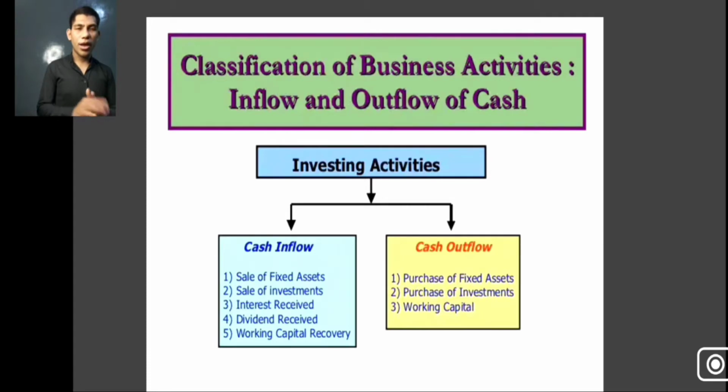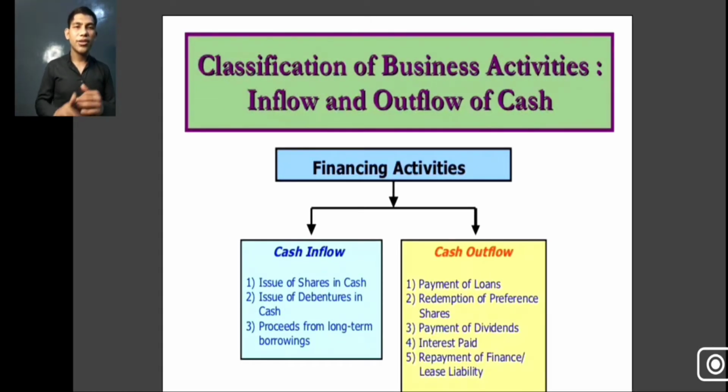Classification of business activity, the inflow and outflow of cash. The investing activity is divided into two types: cash inflow and cash outflow. The cash inflow is the sale of fixed assets, sale of investments, interest received, dividends received, and working capital recovery. The cash outflow is the purchase of fixed assets, purchase of investments, and working capital.